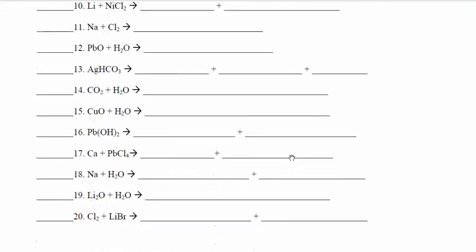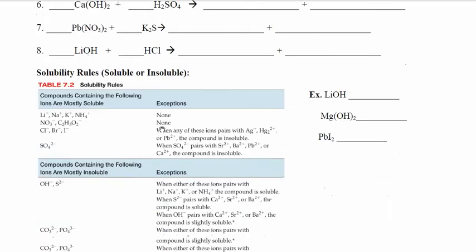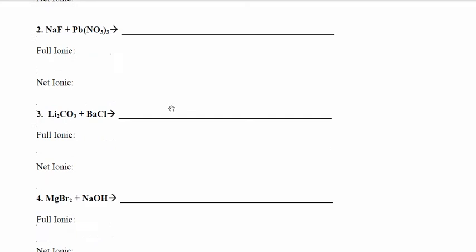Double replacement, you're switching partners. Okay, so Ag would form a compound with Cl, K with NO3. Remember I said innies and outies. So Mg with NO3, H with OH, and we will continue to review that in class. We skipped this section.